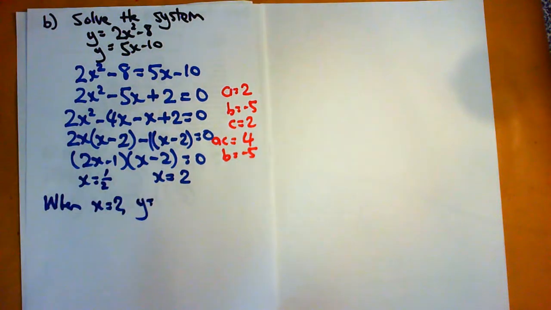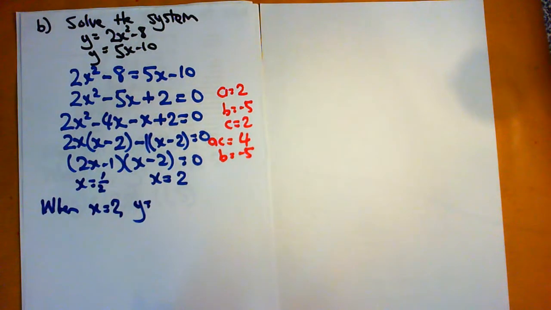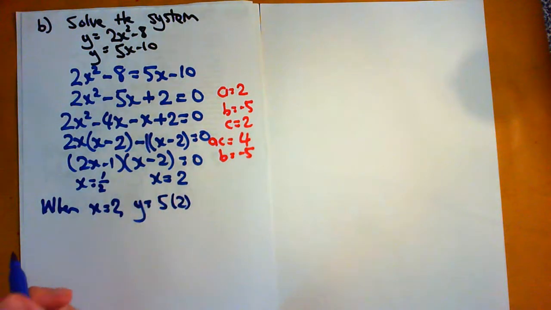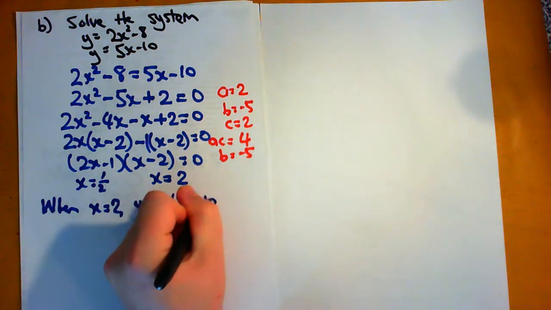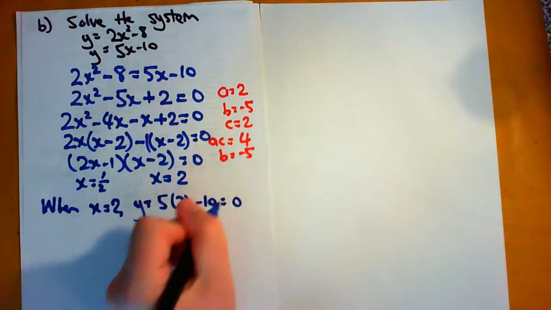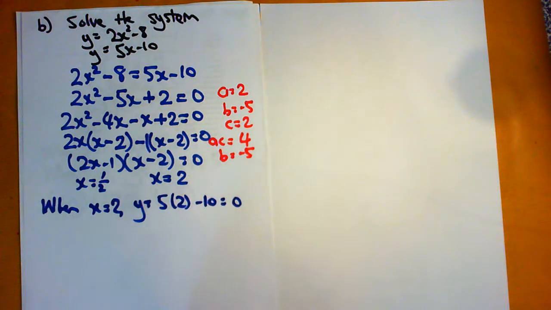Y equals, which equation should we choose for substitution? We'll go with the second one here: 5 times 2 minus 10, which gives us 0, because 5 times 2 is 10, minus 10 gives us 0. And let's check that that fits the other equation.